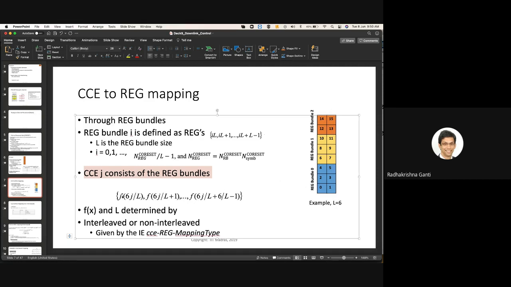This function is a complicated function. There are two notions of bundles: one is called interleaved and another is called non-interleaved. If it is non-interleaved, the notion is very simple. A CCE is mapped to that particular REG bundle. For example, CCE 0 is mapped to REG bundle 0, CCE 1 is mapped to REG bundle 1, CCE 2 is mapped to REG bundle 2. The other case we'll look at in the next class. It's a little bit complicated, but we have to learn that.